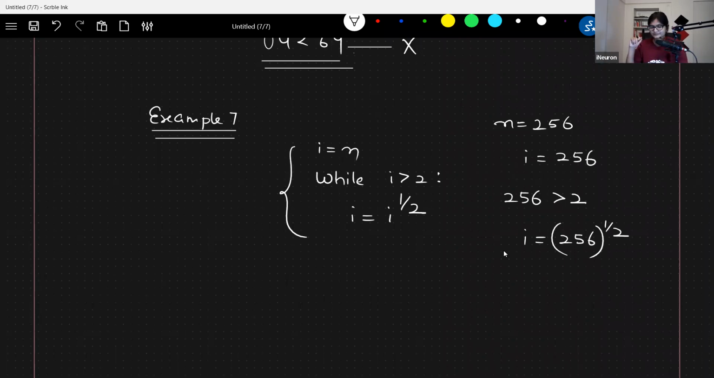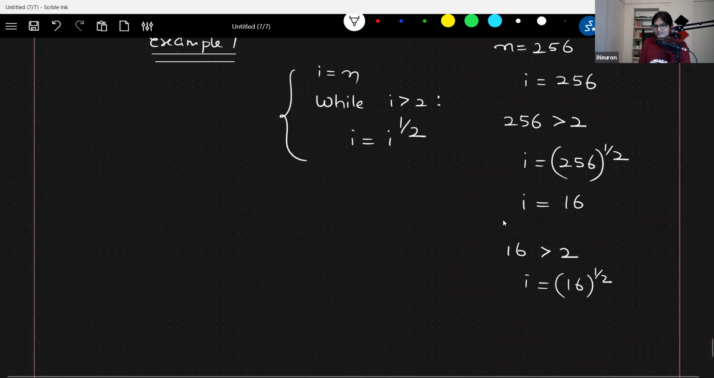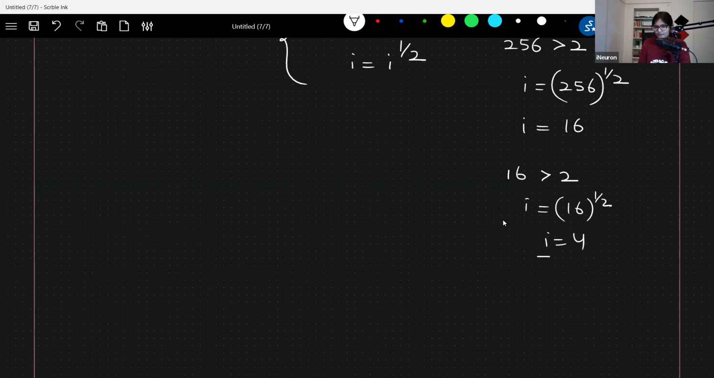Can I say this? Can I write this 256 in terms of 2 to the power something? Or what is the square root of 256, if you can tell me directly? Yes, 16. So we got 16 here. Now again, 16 is greater than 2. So I is equal to the square root of 16, which is 16 to the power 1 by 2. What is the value? 4. Right? 4 is again greater than 2. I is equal to the square root of 4, which is equal to 2.